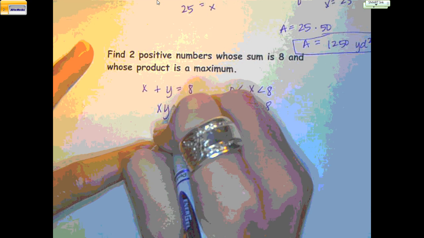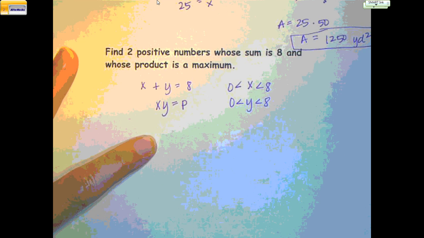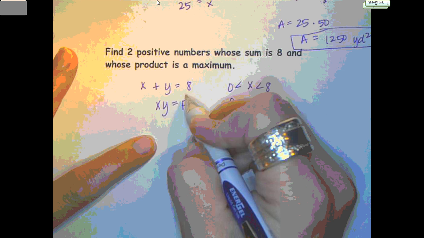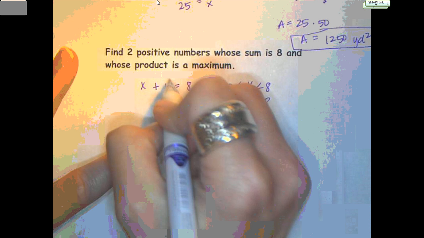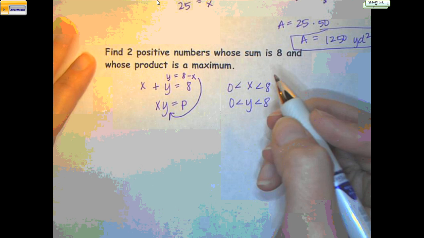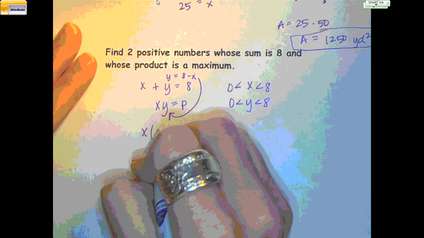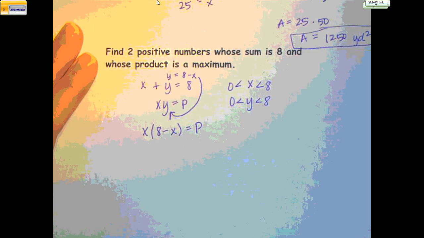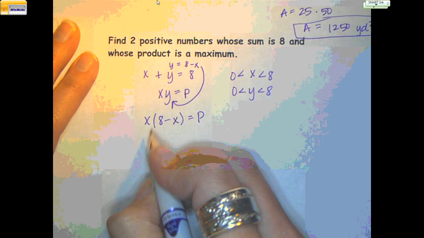And whose product, so the first number times the second number equals some sort of product. And that product, I want it to be the biggest product I can have. Again, I've got two equations. I kind of just want one. So I'm going to turn the top one into y equals 8 minus x, and I'm going to stick it in for that y right there. So instead of x times y, I have x times (8 minus x). I'm going to distribute.